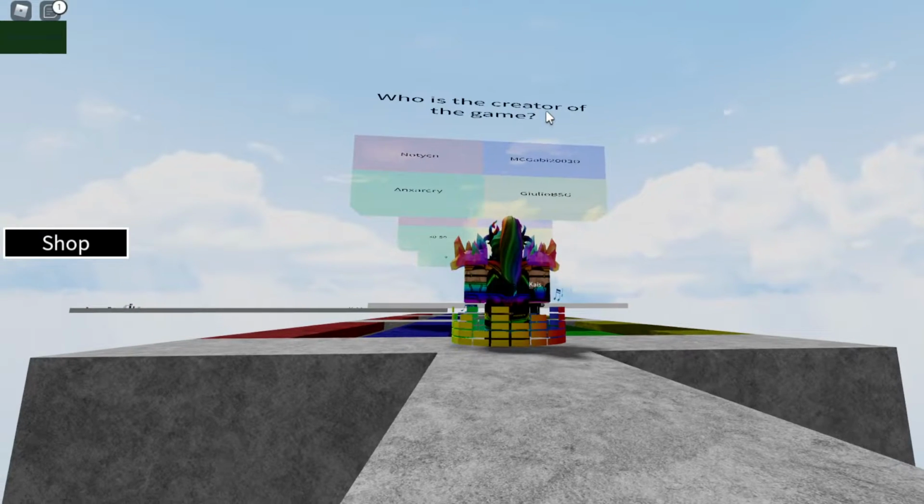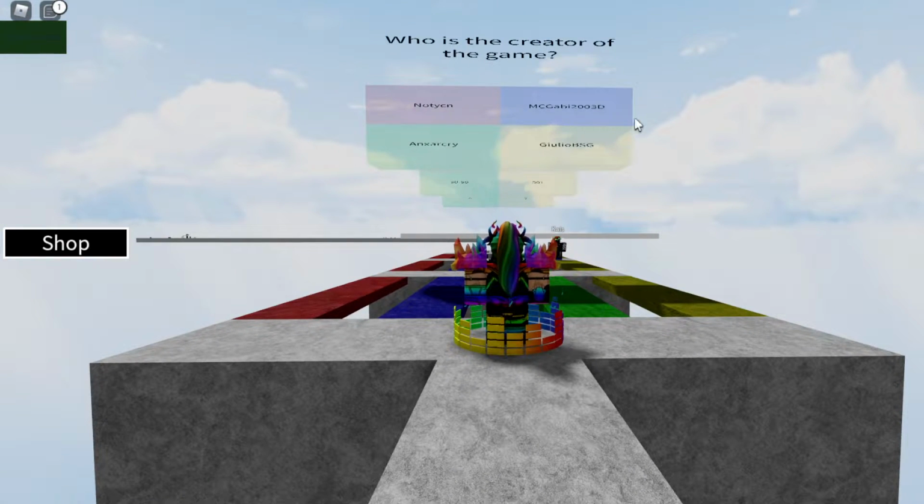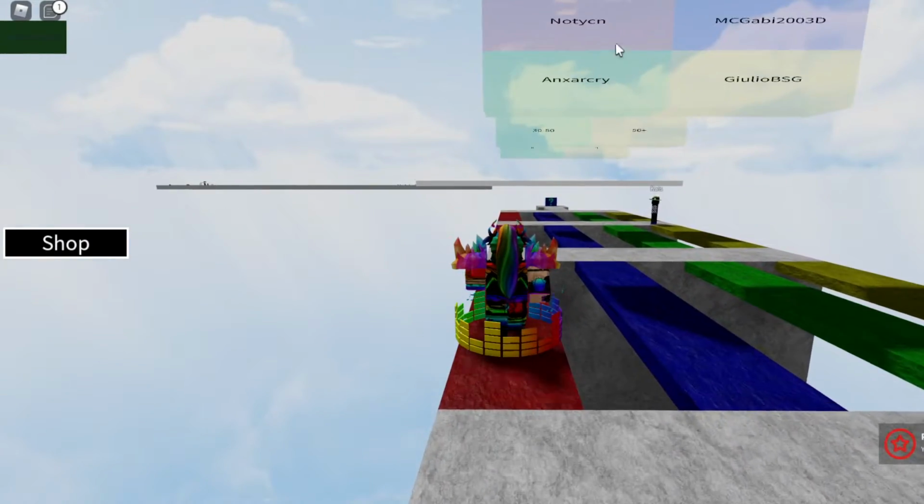Now once you reach this quiz area right over here, you want to look up and look at these questions, and there are some answer choices. Based on the answers, you want to go to the color that matches the correct answer. So over here, the first question is, who is the creator of this game? The answer is Madison, and you want to head over to the red color because that answer is in red.